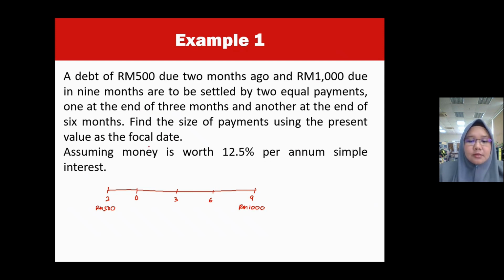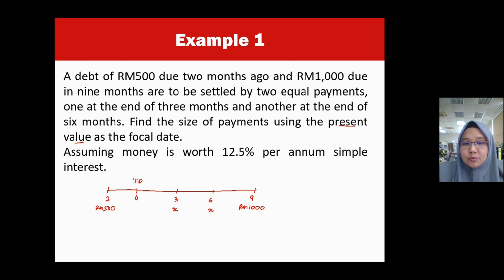Okay. All right. So how much will we settle? We don't know. We put it as X. And also for the 6 months, we don't know. We need to find it, so you put it as X. Okay. And then we have to bring all the, it said that the focal date is the present value. So this is the focal date.